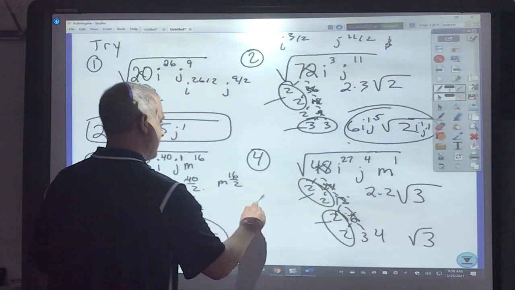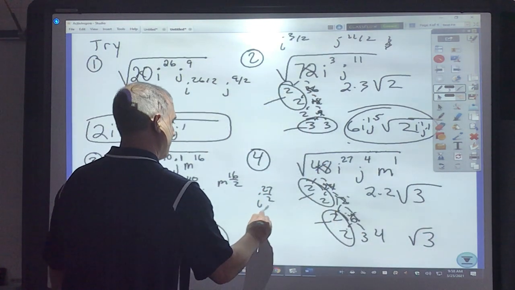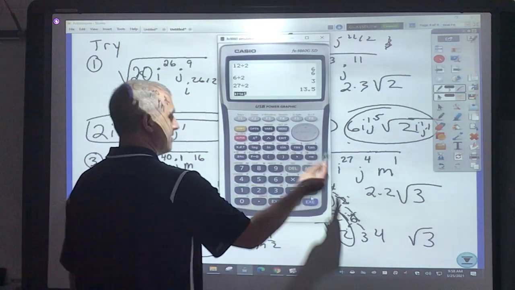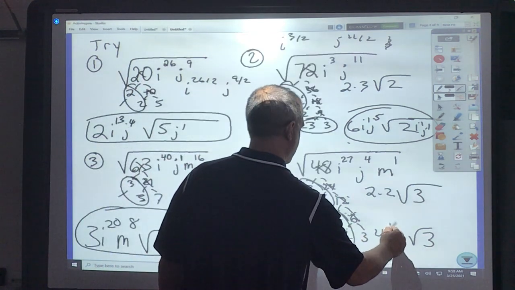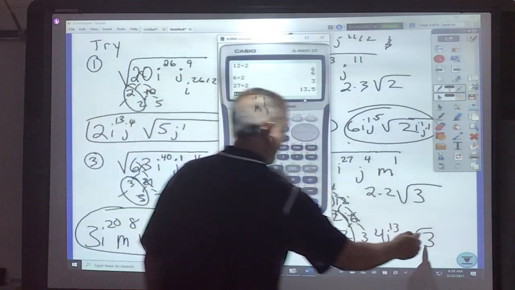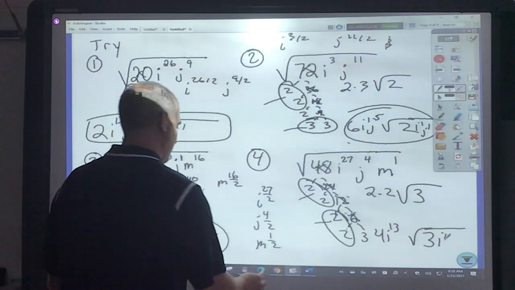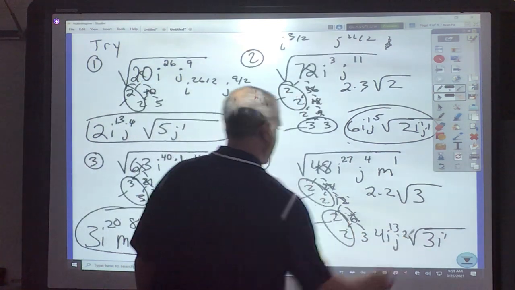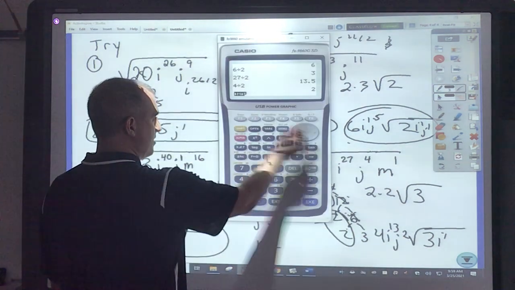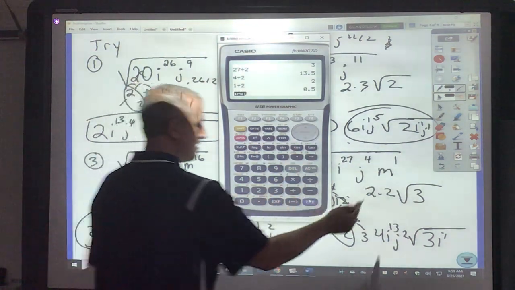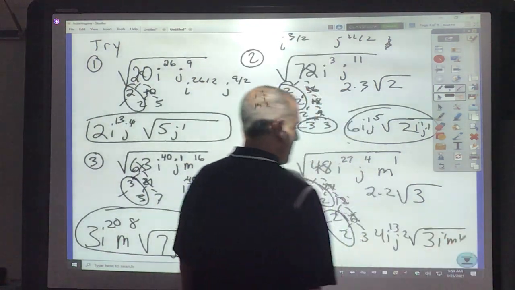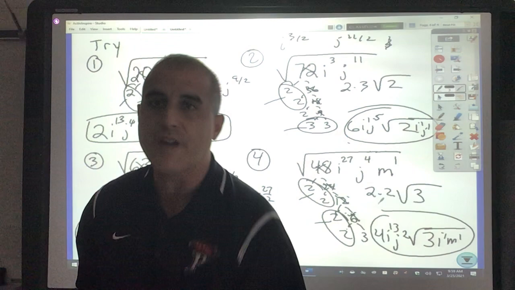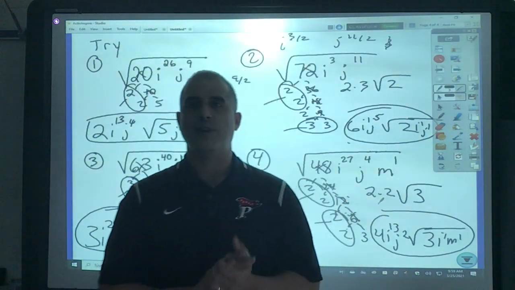And now I just got to divide all these: 27 over 2, 4 over 2, and 1 over 2. 27 divided by 2 gives me 13, so I got I13. Now, since I got a decimal, I got to put an I to the first on the inside. 4 divided by 2 is just 2, so that's going to be J2 on the inside. And then the last one would just be 1 divided by 2, and it's a pure decimal. It has that 0. Remember, anything to the 1 is just going to stay inside. So that's the first video on reducing square roots.